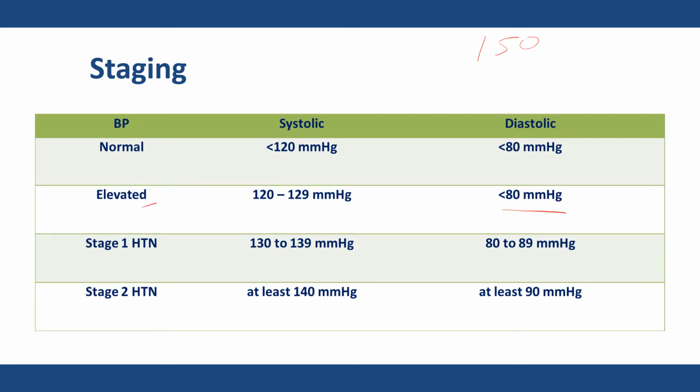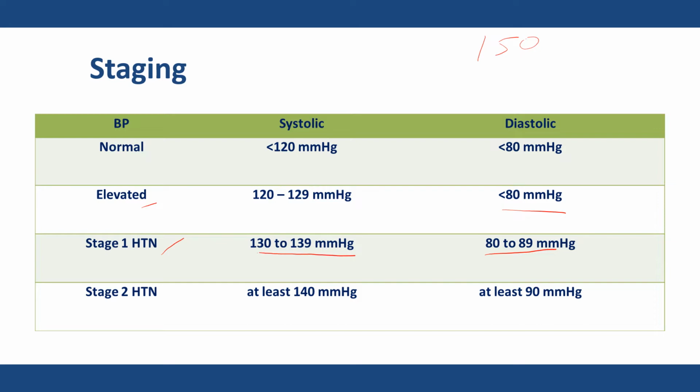When the blood pressure increases to between 130 to 139, and diastolic has increased from 80 to 89, that's the range where the patient is in stage 1 hypertension. Stage 2 hypertension is any systolic blood pressure above or equal to 140 and diastolic 90. So that would be stage 2 hypertension.